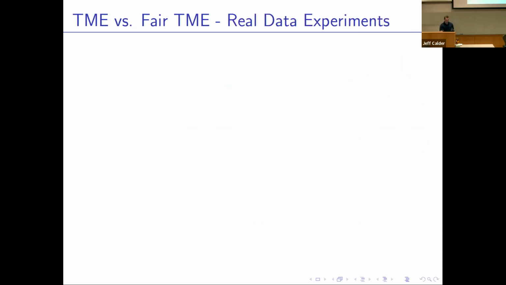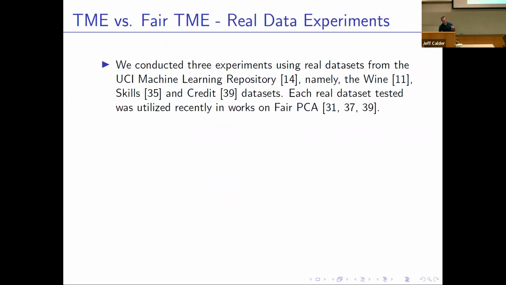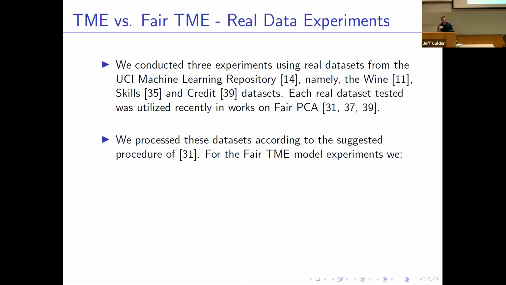So we also worked with some real data as well. We worked on 3 different real data sets, and all these data sets came from the FAIR PCA literature. There's not too much in terms of fair data science models that exist right now. They're growing in number, but FAIR PCA probably has the most. Each of our data sets had been utilized in work recently done in FAIR PCA, and we applied processing to our data in the same way that was done in this paper from the FAIR PCA literature.